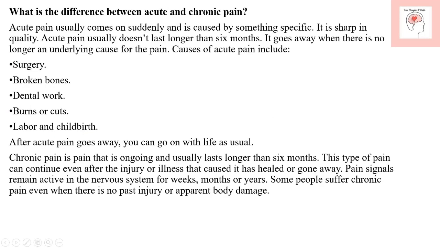Let's understand what is the difference between acute and chronic pain. So, acute pain usually comes on suddenly and is caused by something specific. It is sharp in quality and it usually doesn't last longer than 6 months. It goes away when there is no longer an underlying cause of the pain.